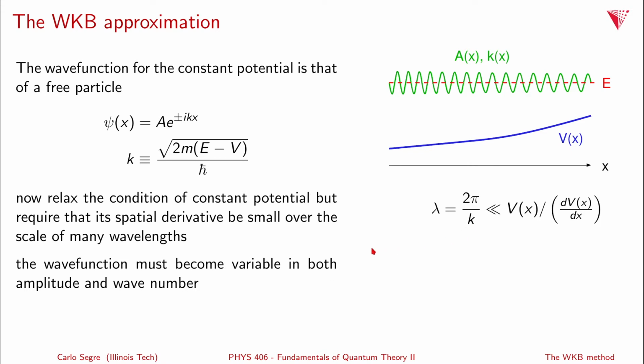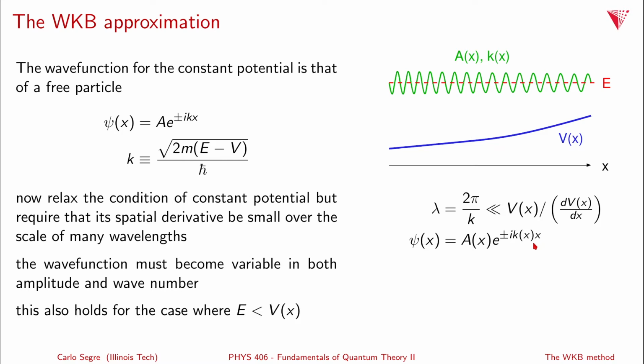The wave function then must become variable in both amplitude and wave number, and we can then rewrite the wave function as psi of x equals A of x e to the plus or minus i k of x times x, and k of course also now varies with x, and you now replace E by V of x in here.